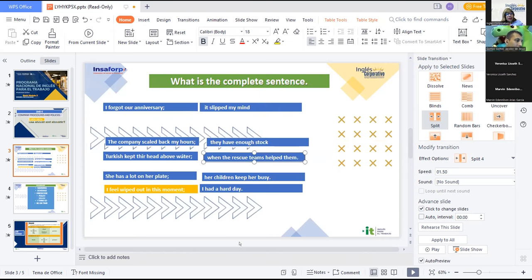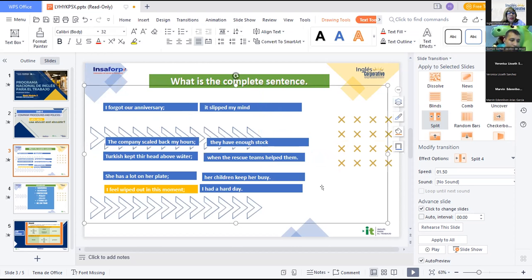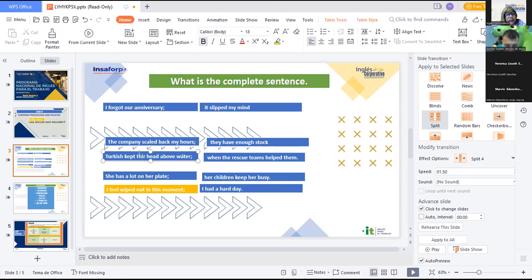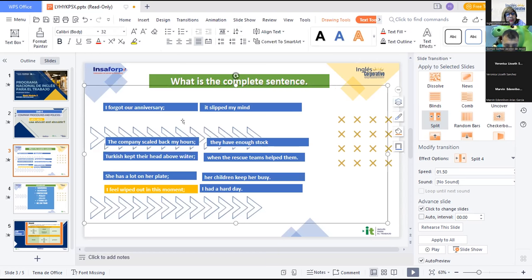So the sentences are, don't stop sharing yet. Wait a minute, I'm going to explain. Okay, the sentences are, I forgot our anniversary, it slipped my mind. The company scaled back my hours, they have enough stock. Turkish kept their, that is missing an E. Their head above water, if you can correct it, put in the E and erase the A with the stress. The A has the stress. I don't know why it's like that. Okay.